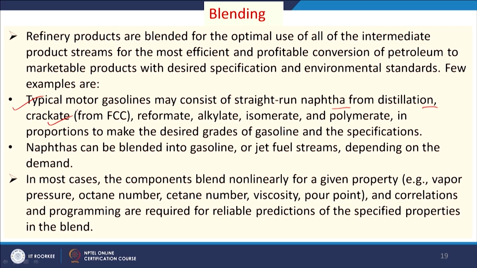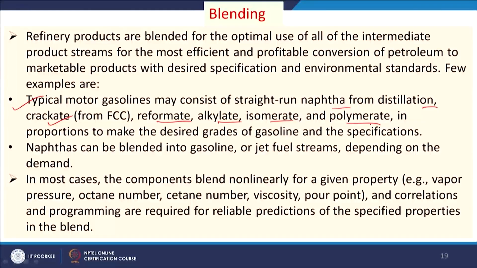If we can make some proper blend, we may get reformate. Reforming is also giving us gasoline, that part can be blended, along with alkylate, isomerate and polymerate. So, different reactions can give us some gasoline type product. If we can mix it, then ultimately we will get a gasoline blend, and that may have higher octane number than the straight run gasoline. In most cases the components blend non-linearly for a given property. That means, if we mix these different gasolines from different sources, what will be the property after the mixing? Normally it is not linear, it is non-linear, and some correlations are developed to predict the properties of this.